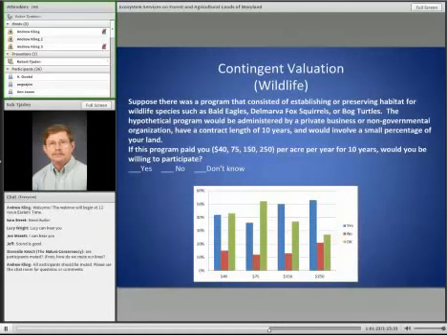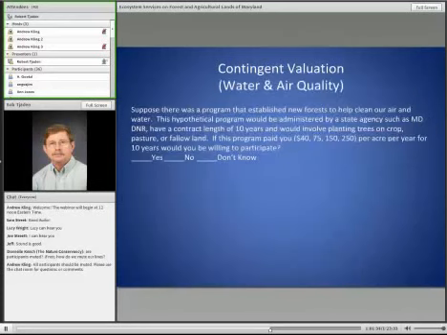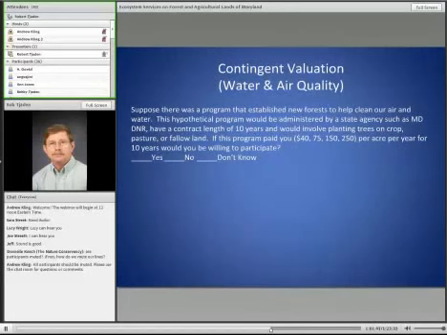Everybody likes clean air and clean water. So we threw this question out, and we said this hypothetical program would be administered by a state organization, such as Maryland DNR, same contract length. It would involve planting trees on crop, pasture, and fallow land, same per acre rates per year, equally distributed throughout the entire population. And what do you think the answer was? It wasn't quite as evident.